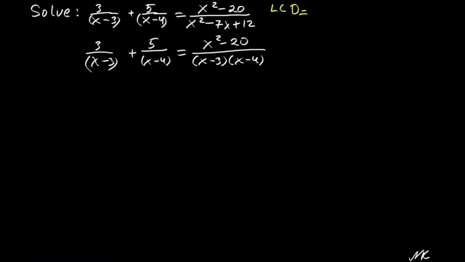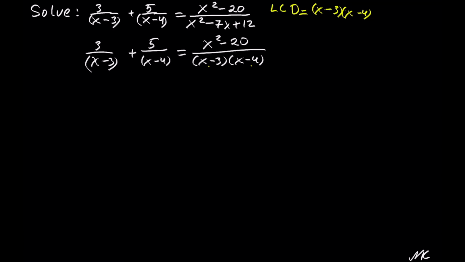So for our least common denominator, we need x minus 3 for the first denominator, x minus 4 for the second denominator. For the third denominator, we need x minus 3, which is already included. We also need x minus 4, which is also included. So our least common denominator is x minus 3 times x minus 4.